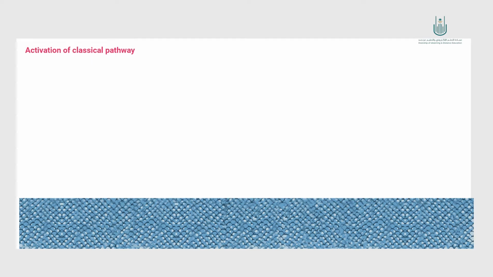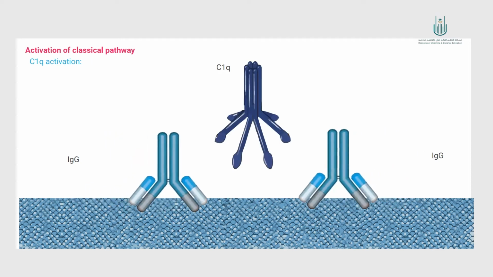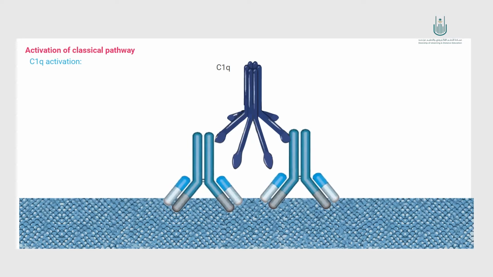The classical pathway: C1q activation. C1q binds to, recognizes, the Fc region of IgM or IgG that is bound to antigens. Such binding leads to conformational changes in the C1q molecule, which leads to the activation of two C1r molecules. They then cleave two C1s molecules.